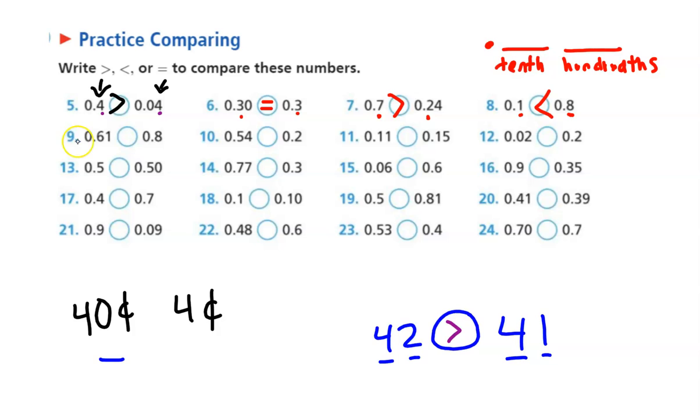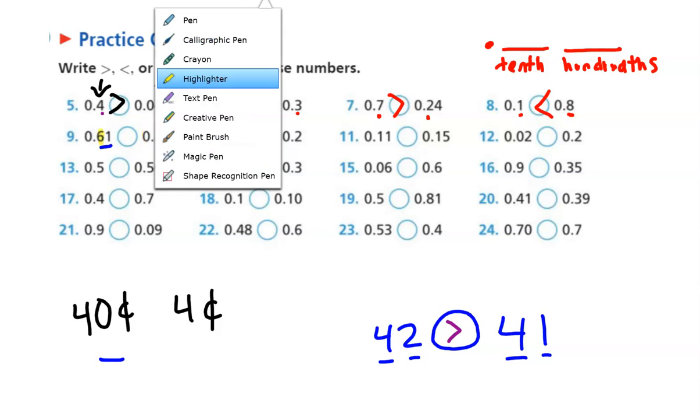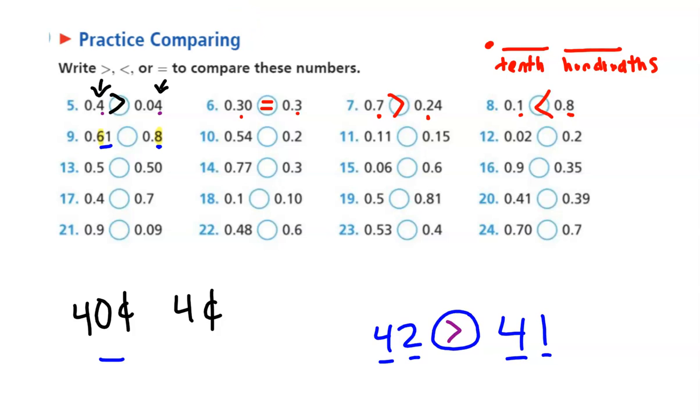Okay, number 9 gives us another example of that. 61 definitely seems larger than 8. However, it's the place value that we are trying to compare here. Let me shade that for us. So this 6 in the tenths place is what we're comparing to this 8 in the tenths place. And then it's pretty clear to see that 8 is larger than 6.